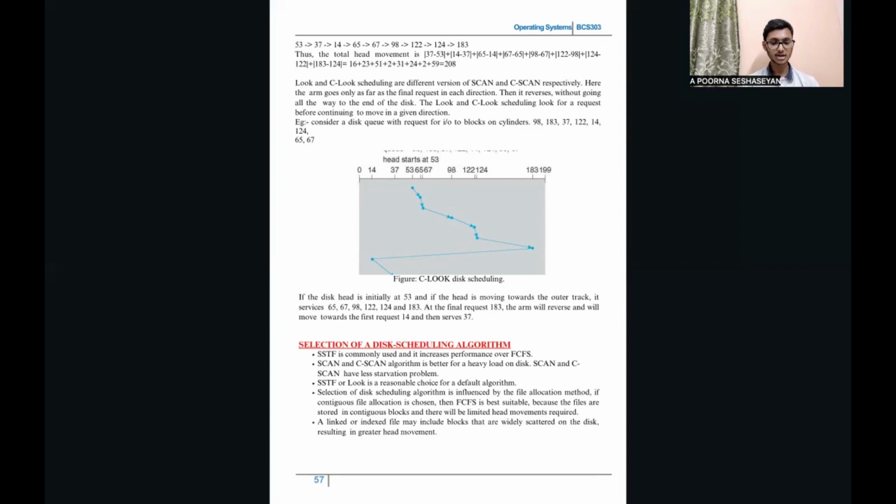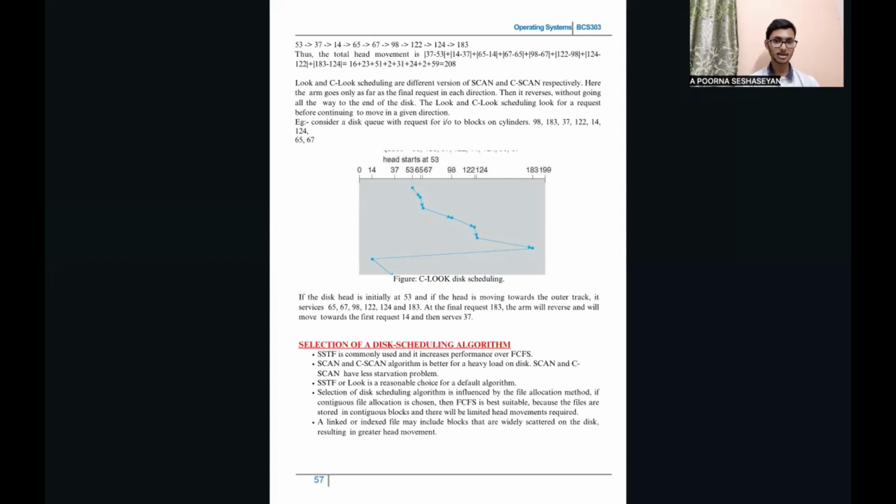Look and C-look scheduling are different versions of scan and C-scan respectively. Here the arm goes only as far as the final request in each direction. Then it reverses without going all the way to the end of the disk. The look and C-look scheduling look for a request before continuing to move in a given direction. Example, consider a disk queue with requests of input-output to blocks on cylinders 98, 183, 37, 122, 14 and 124. So, as we have seen, scan traverses the left side and then reverses, whereas C-scan goes to the right side and then reverses.